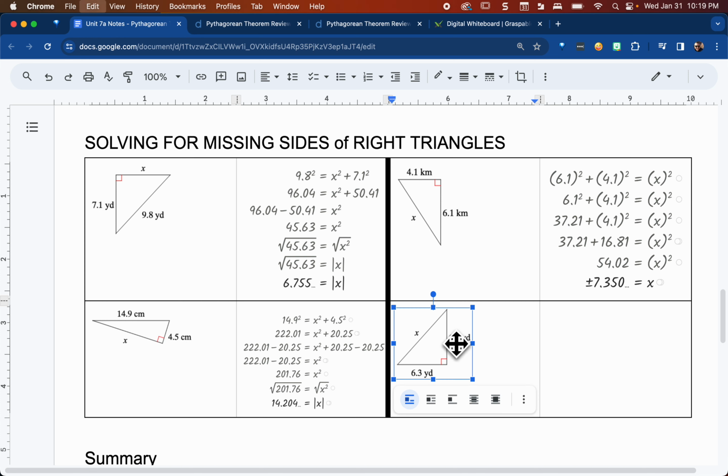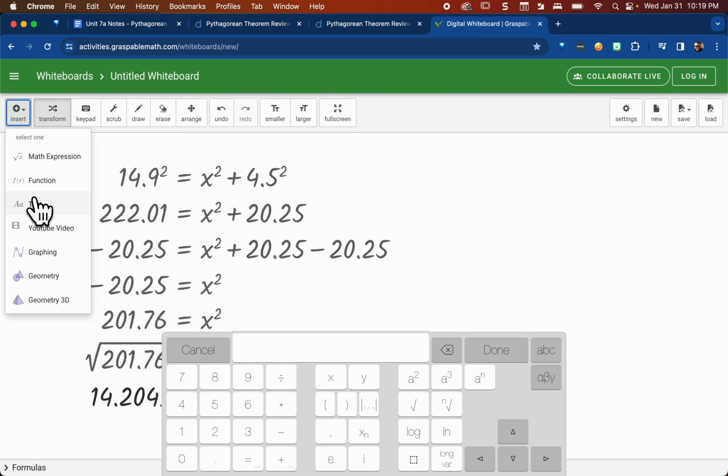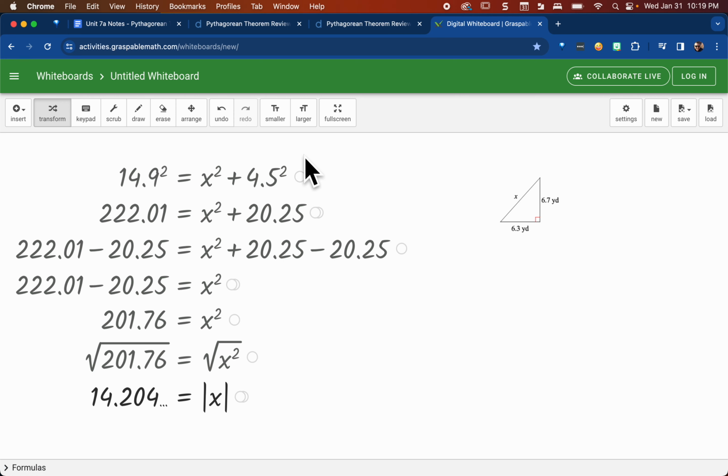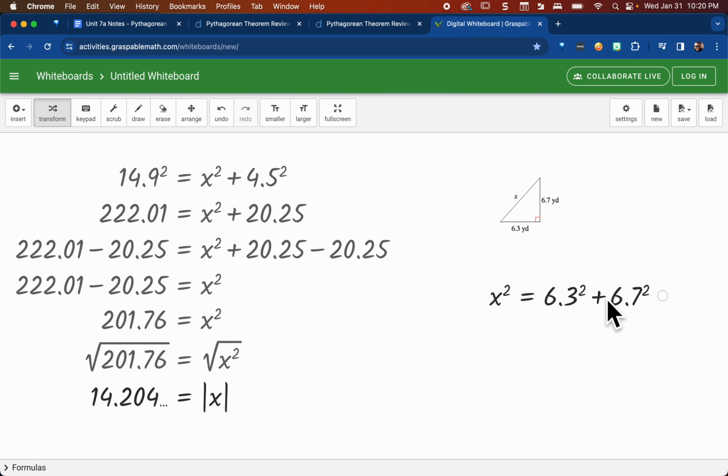Okay, we have our last one, and we're all done with these notes. It's kind of a short set of notes. I'm going to insert a text, throw this picture in there. Now I'm going to put these pieces together in a way that makes sense with our leg squared plus leg squared equals hypotenuse squared. That means I'll have the hypotenuse squared by itself, and I'll have one leg squared, so 6.3 squared, plus the other leg squared, and now I can solve for x.